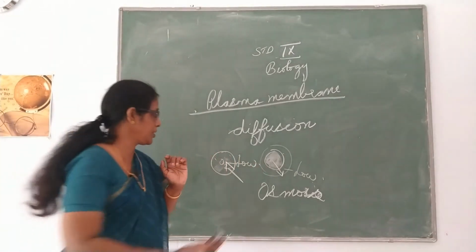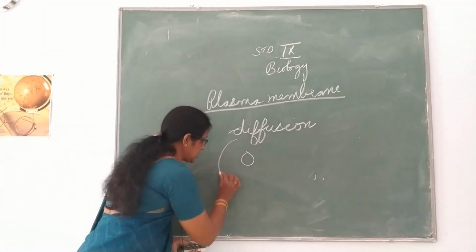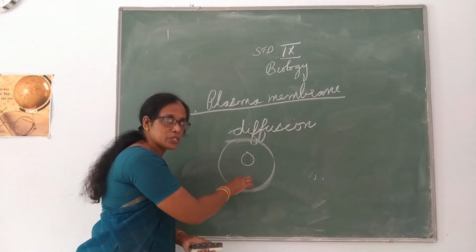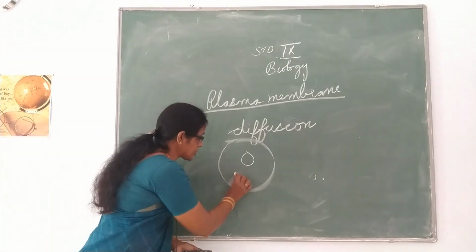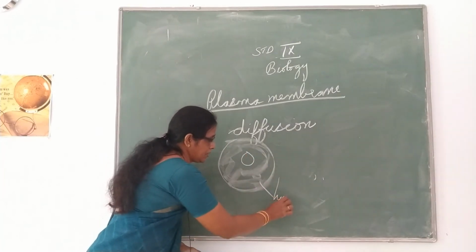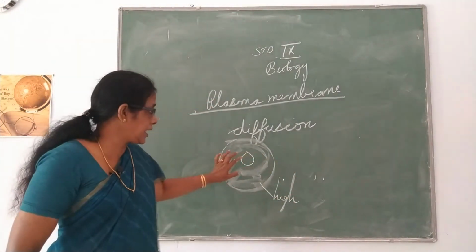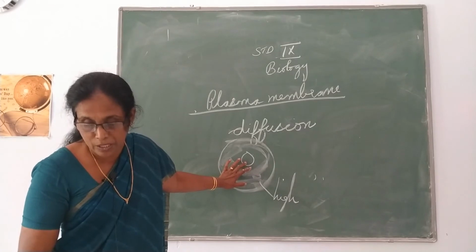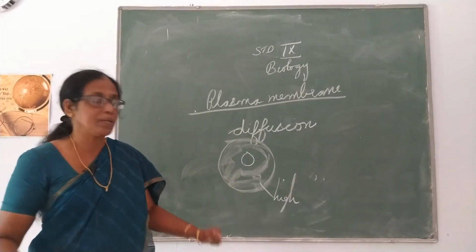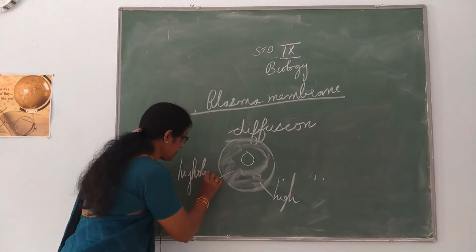See the next point. Here we are putting the cell in the sugar solution or the salt solution. Here the concentration of the water in this solution is very high. What is happening here? Can you say? See, the cell will gain water by the process of osmosis. Such a solution is known as a hypertonic solution.